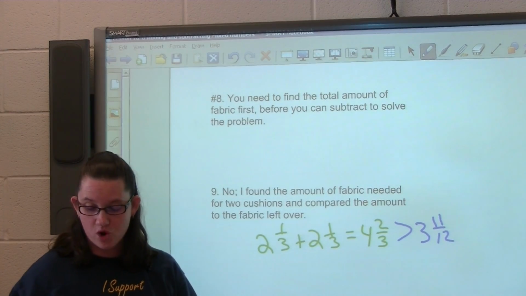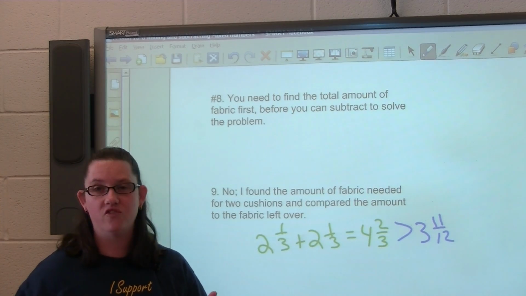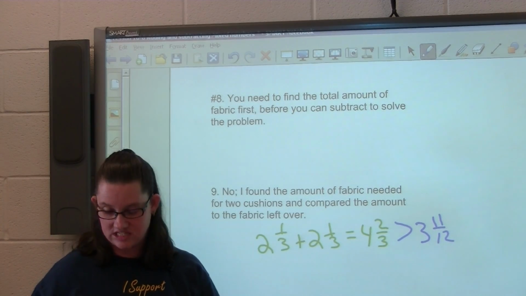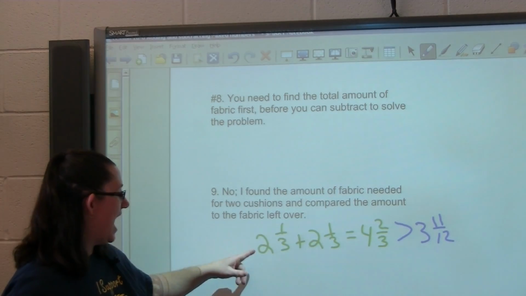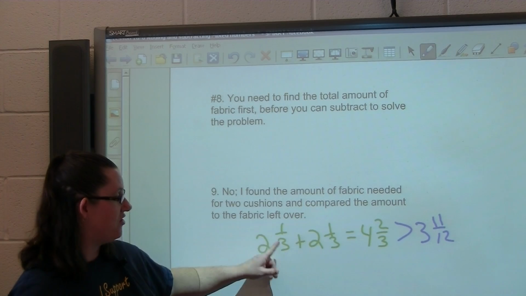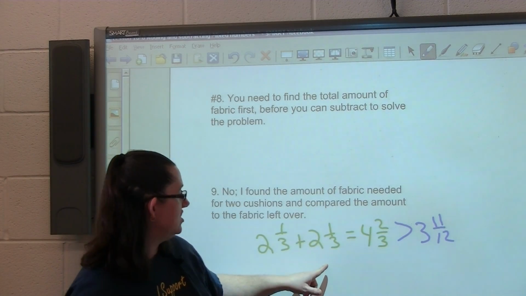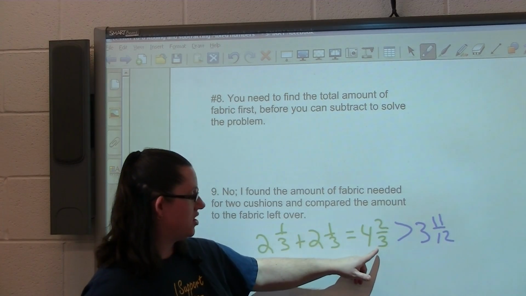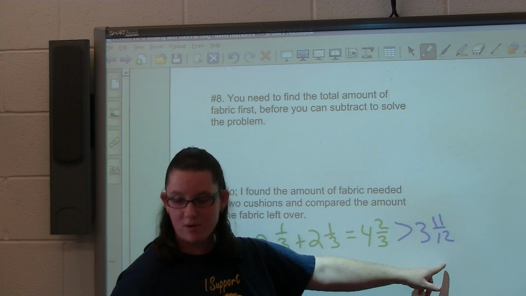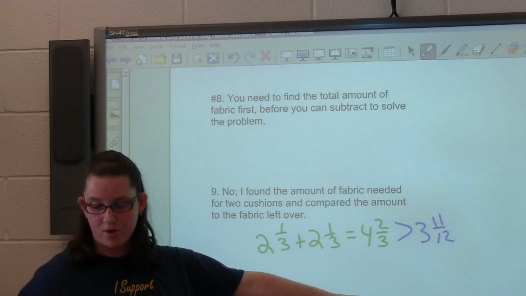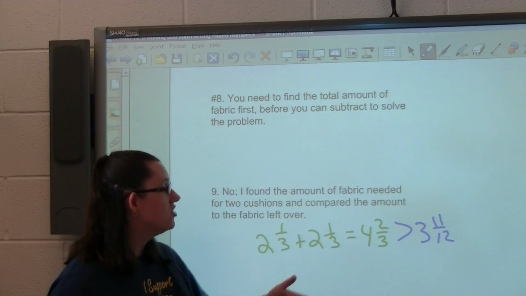All right, well, if we're going to make 2 new cushions, each needing 2 1/3 yards of fabric, what do I need to do first to see if I have enough material? Okay, good. You need to add 2 1/3 together, and I put this underneath here. 2 1/3 plus 2 1/3 is going to give me 4 2/3. And we need to compare that to our leftover fabric. So if you go back to your first example, we had only 3 11/12 yards left.